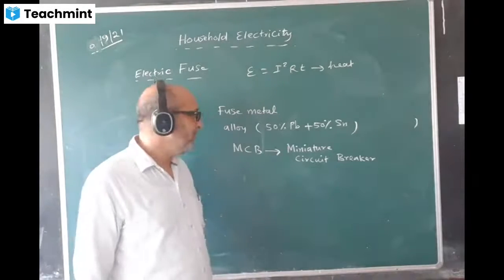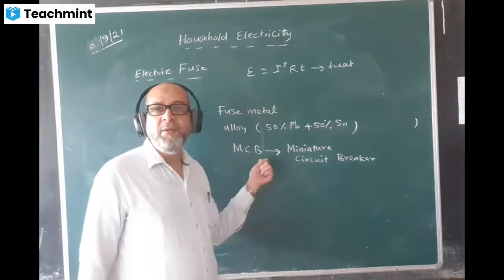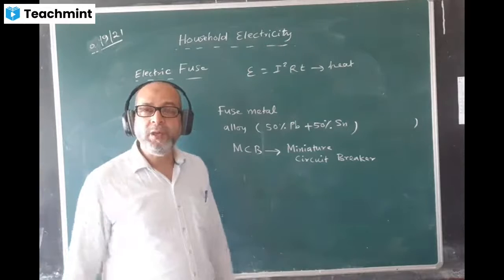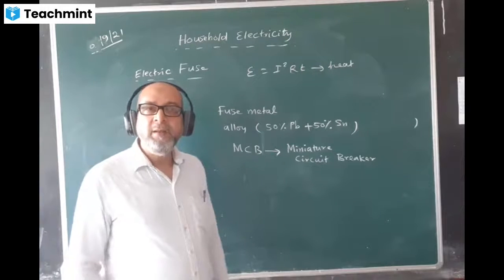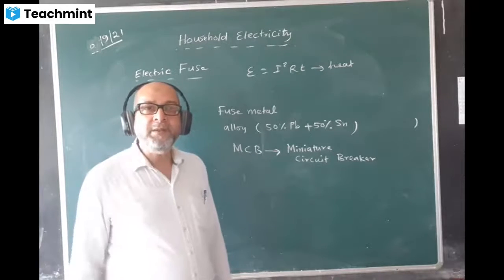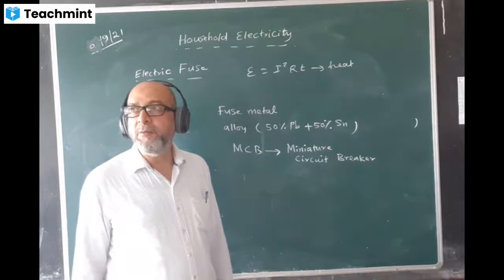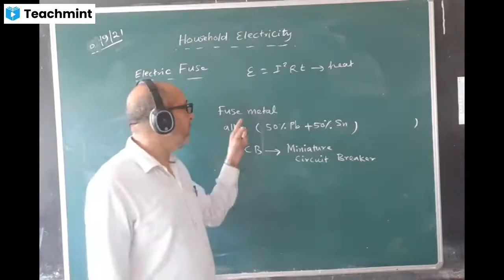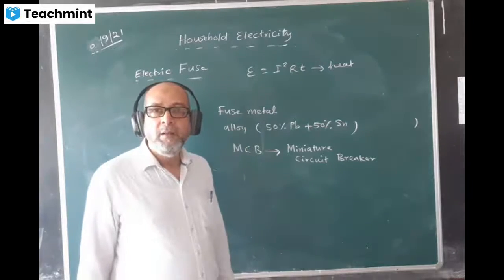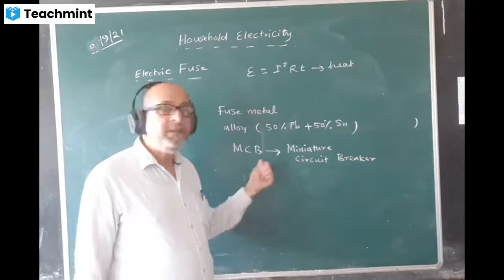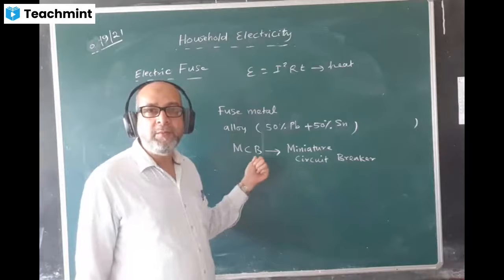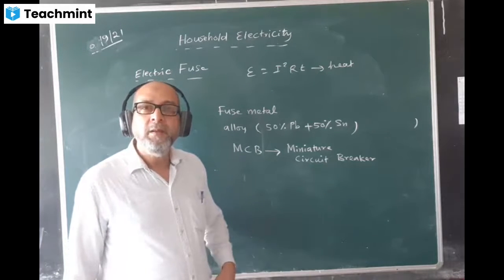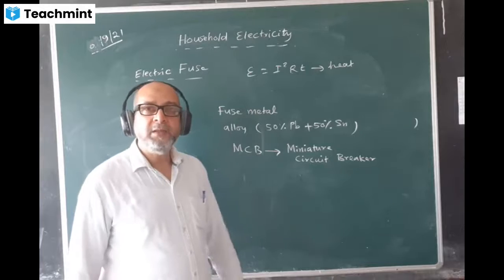Now I'm saying MCB full form is this, and MCB plays the same role as a fuse. It also limits the current and disconnects, but its advantage is that its working is much faster than that of a fuse wire. Its disadvantage is that it is much more expensive than a simple fuse. So it has both advantages and disadvantages.